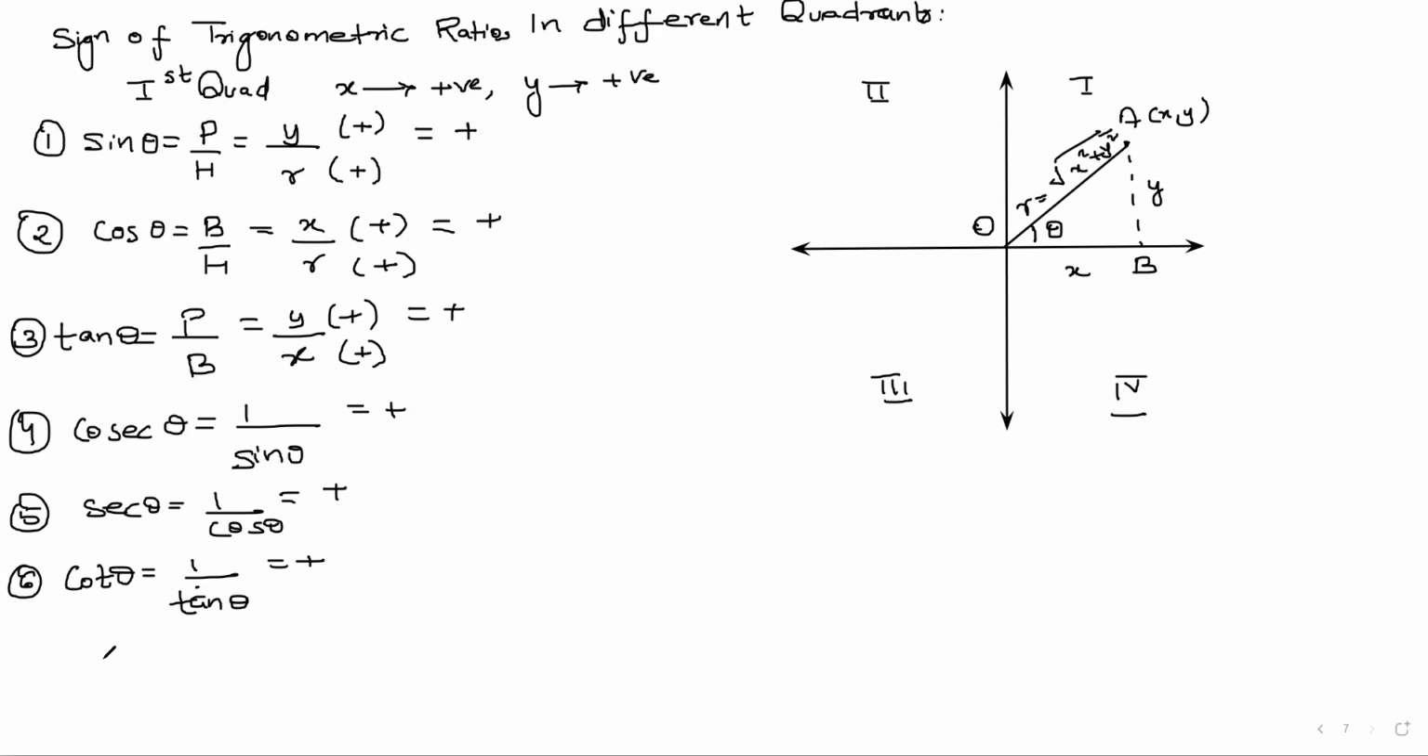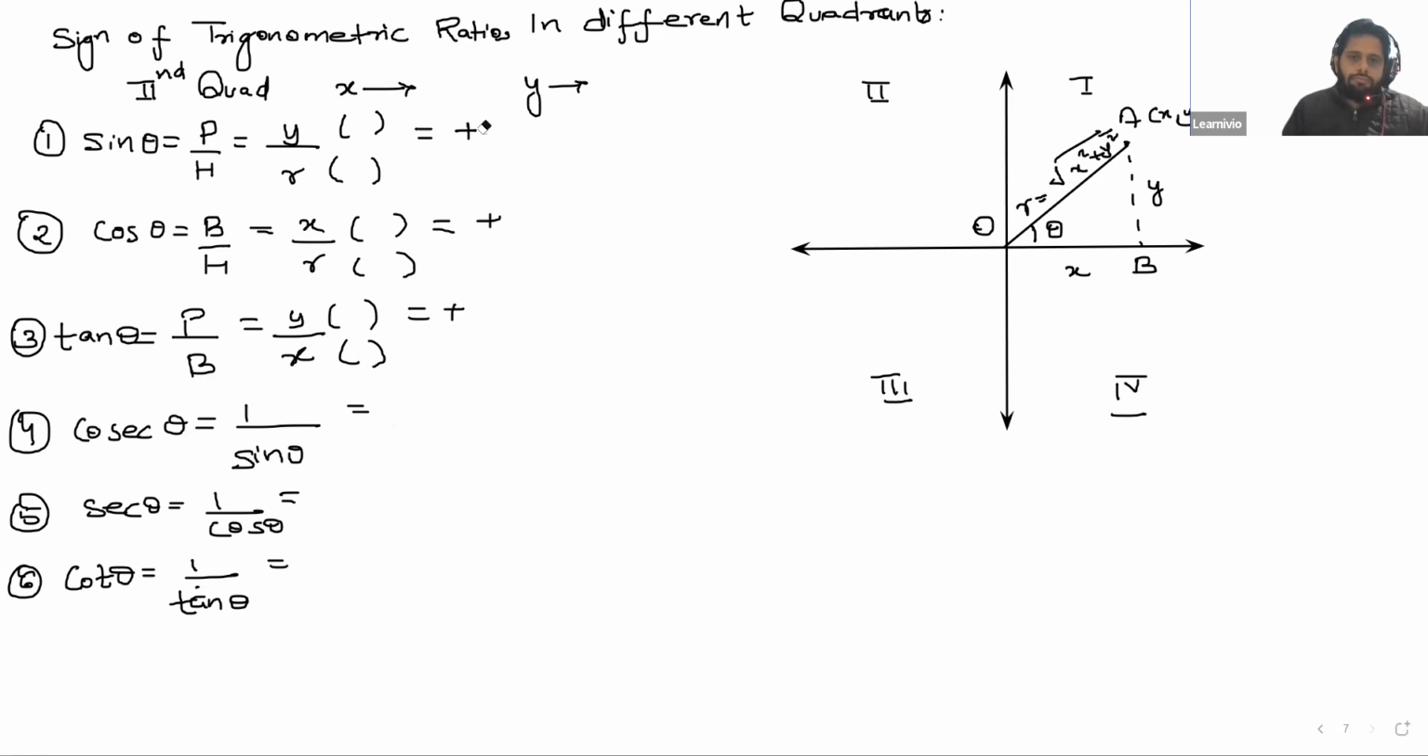Now we will check the second quadrant. Now, in the second quadrant, Noma, can you tell me x is what, positive or negative? Sir, negative. Why? Sir, because in the second quadrant the minus is towards the x-axis. Okay, now what is y? Y is positive or negative? Sir, y is positive.